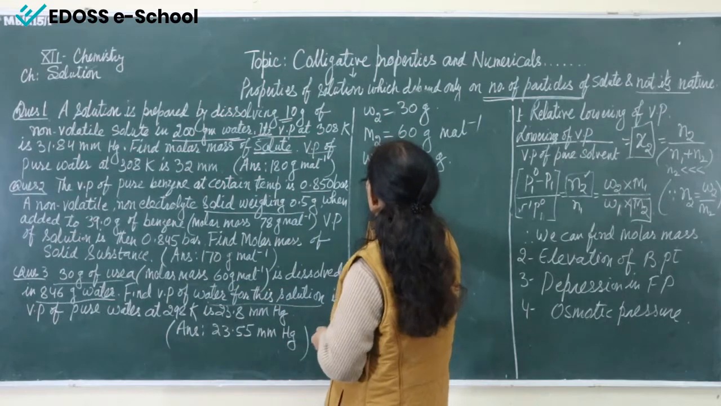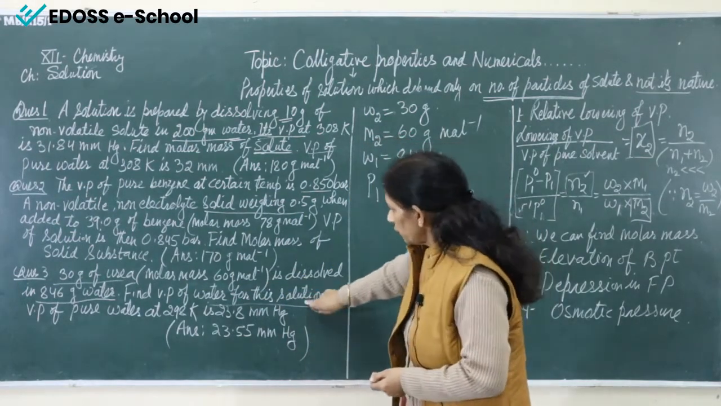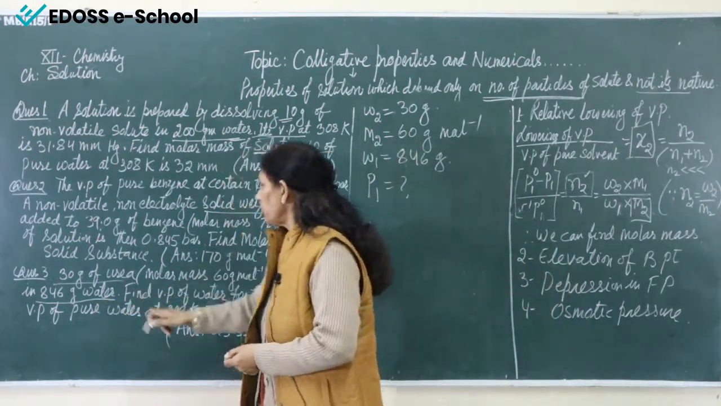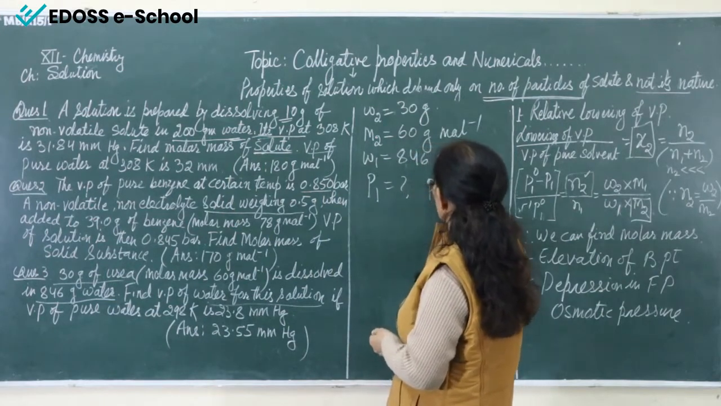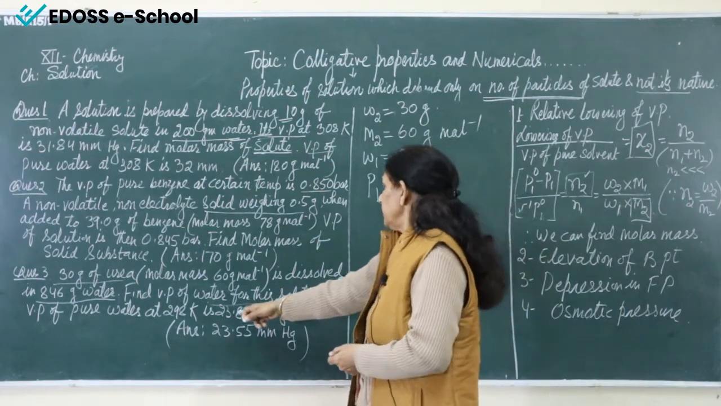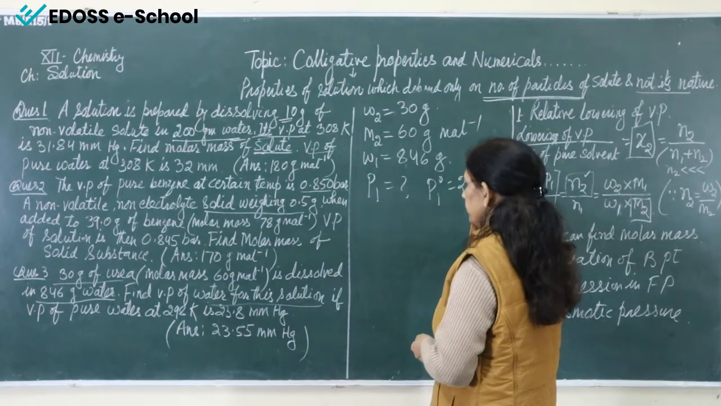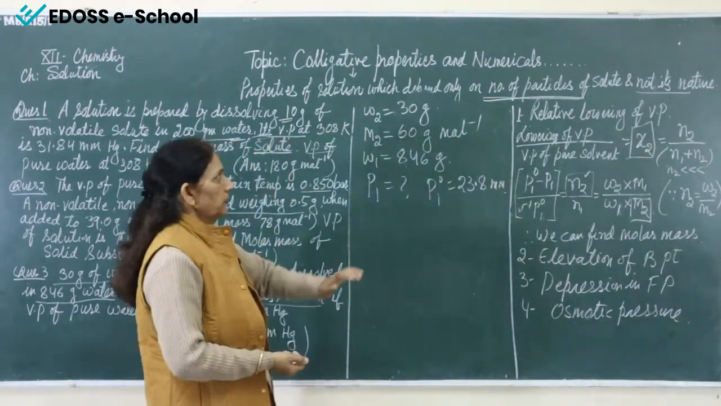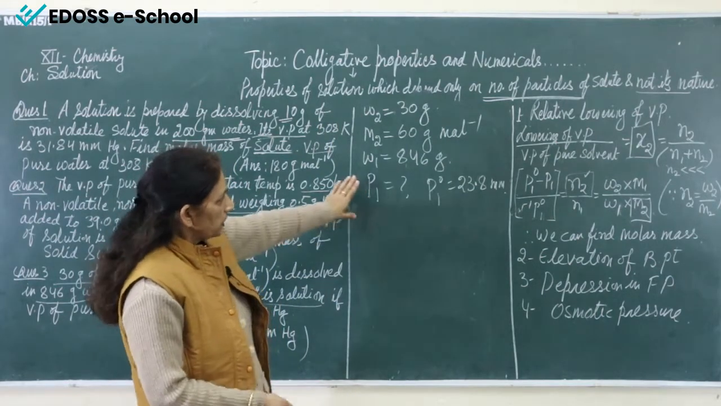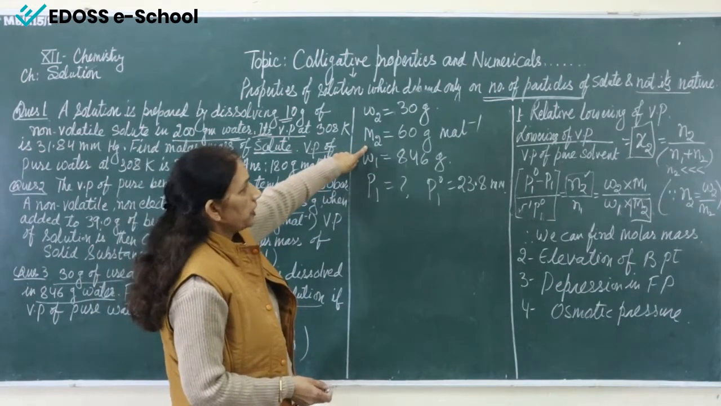Find vapor pressure of water for this solution. That means you have to find P1, for the solution. So this is P1 you have to find. If vapor pressure of pure water, P1 naught, is already given to you, this is 23.8 mm mercury. So this is the question now. Now, same way, in this question there is a little bit of difference, because M2 is given to you. M2 is already given to you.